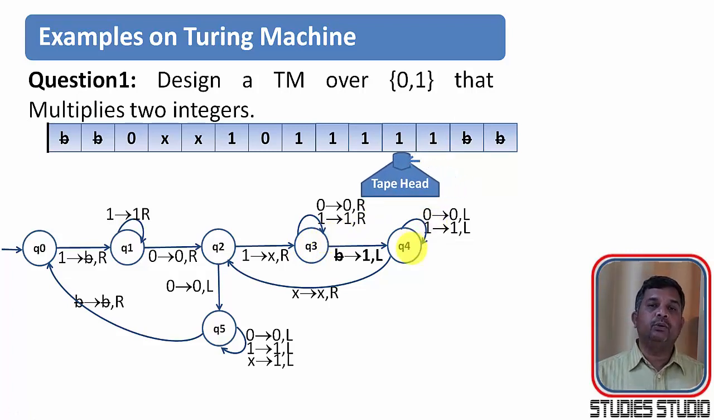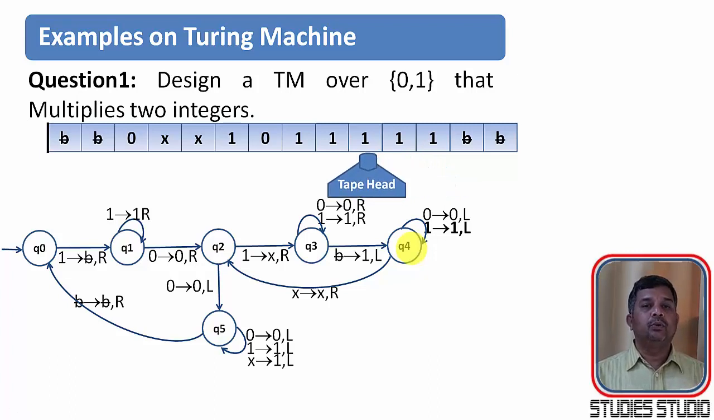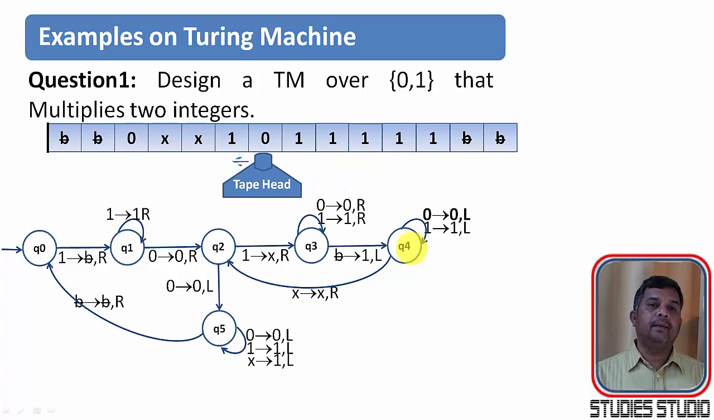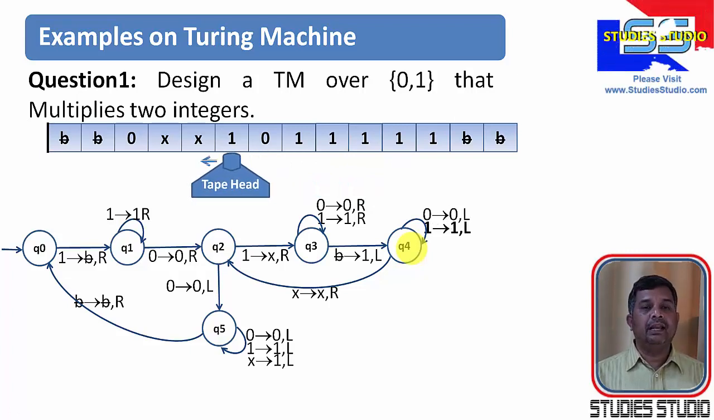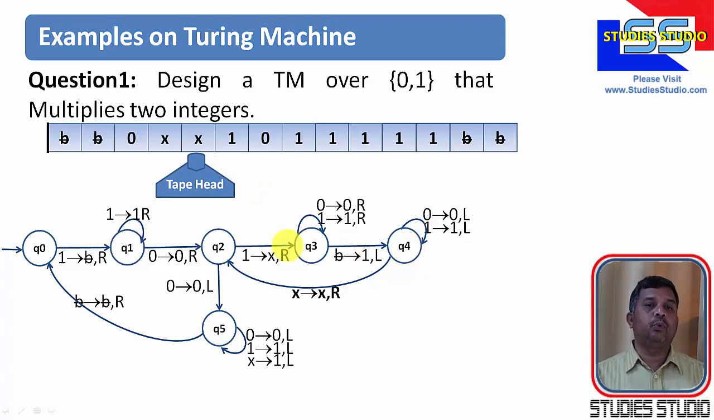Now as many zeros or as many ones appear, no issue. I will be writing the same symbol till I get a symbol that is X. Now I got a symbol X. I'm at state Q4. I'll be writing X onto it and start moving right. Now this is the last symbol in this second operand. So the same process I'm going to follow here.